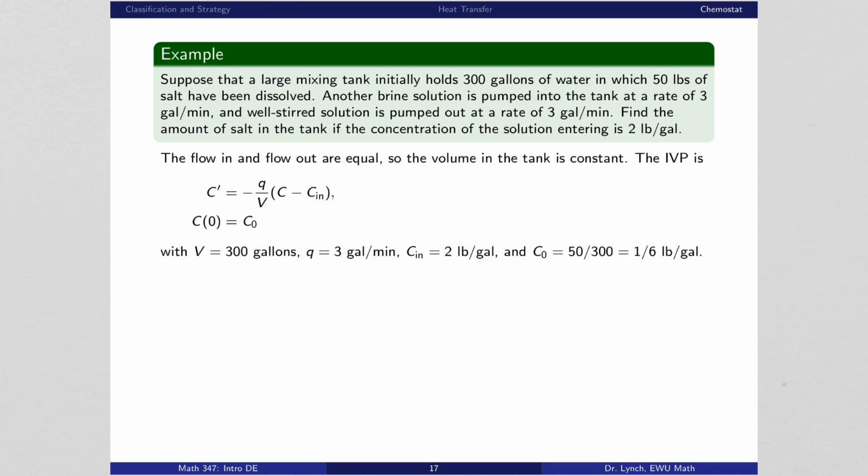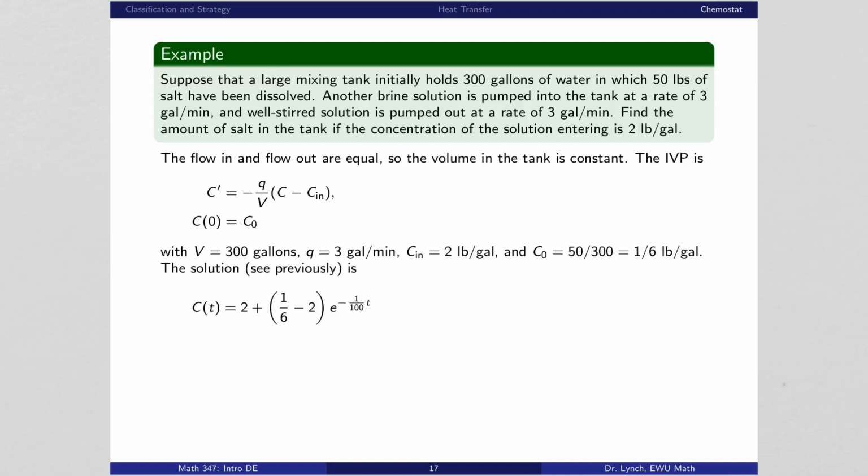Okay, so we'll go ahead and identify the initial value problem. And here it is: C prime is minus Q over V times C minus C_in, where C of 0 is C naught. Again, this is due to the fact that the flow rates in and out are the same constant Q. The other parameters of the problem are V equals 300 gallons, C_in is 2 pounds per gallon, and C naught is 1/6 pounds per gallon.